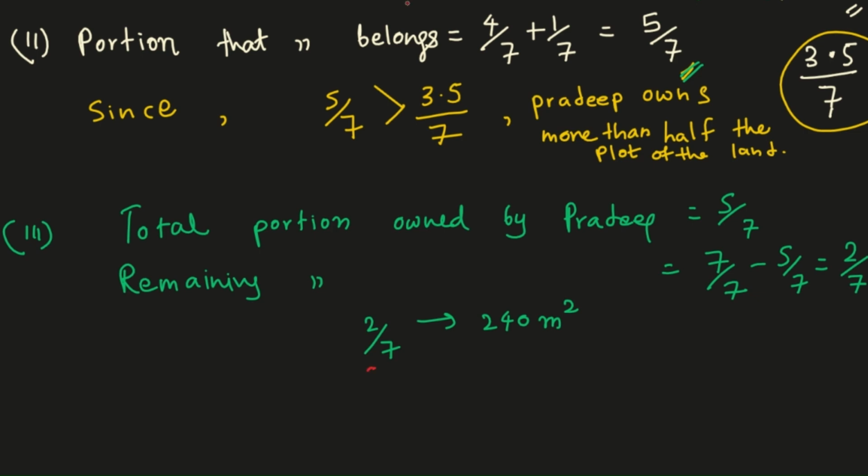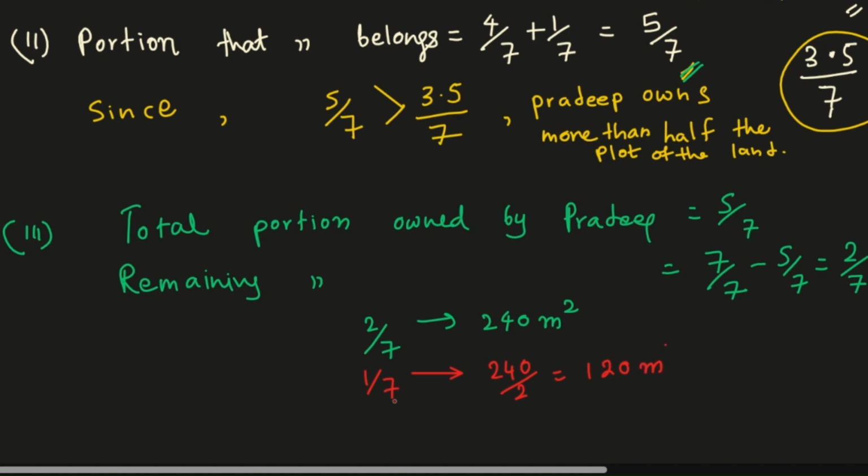Then what happens? You can easily calculate 1 upon 7 portions of square meters. How can you get it? You know that 240 equals 2 upon 7. So 1 upon 7 will be, you have to just simply divide this by 2. Okay, so 1 upon 7 will be, once you divide 240 by 2, the answer will be what?